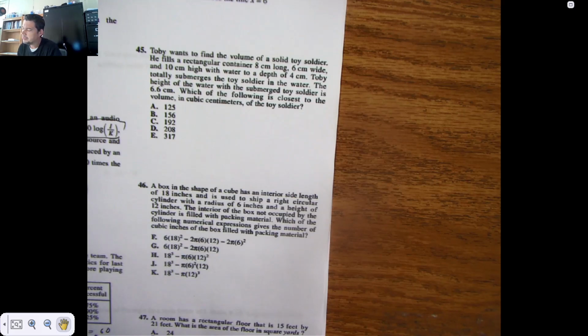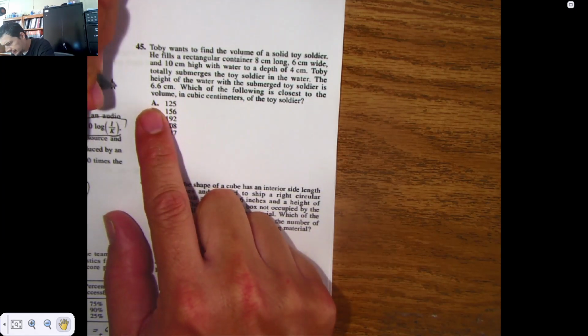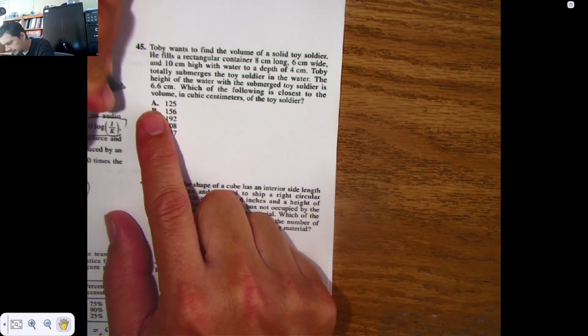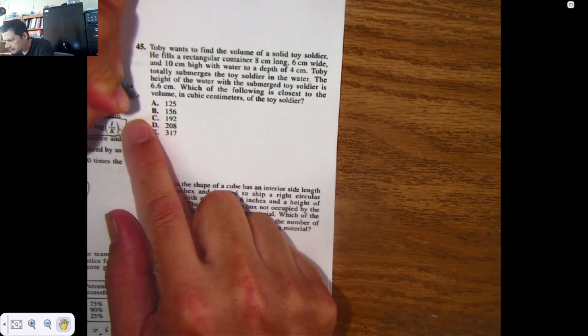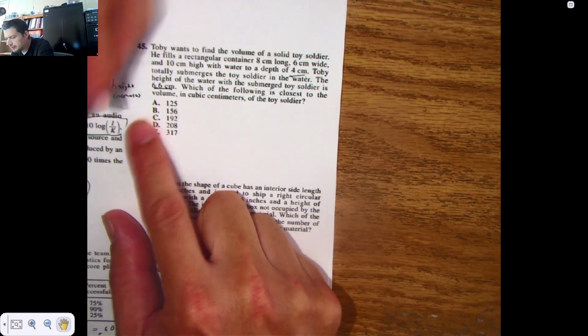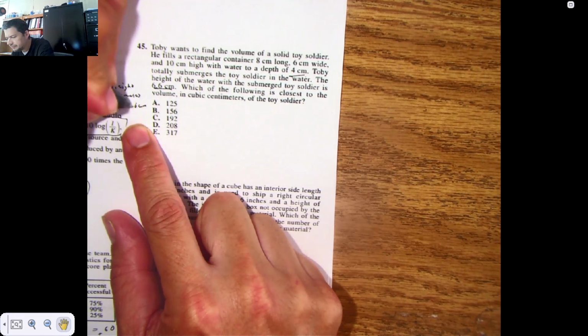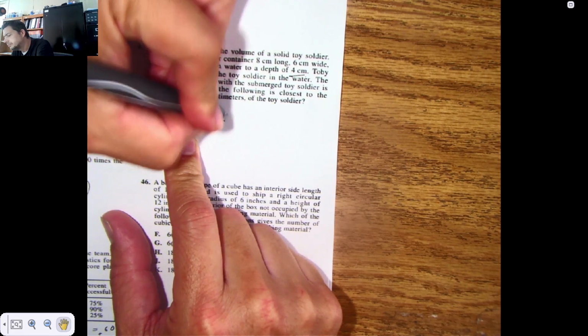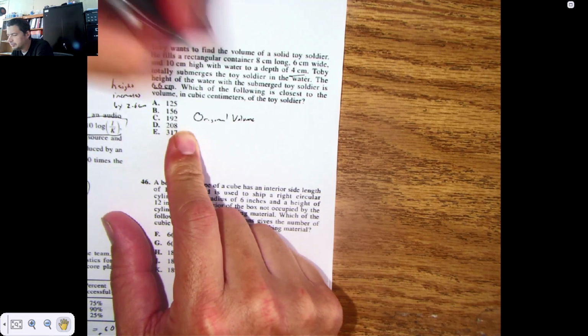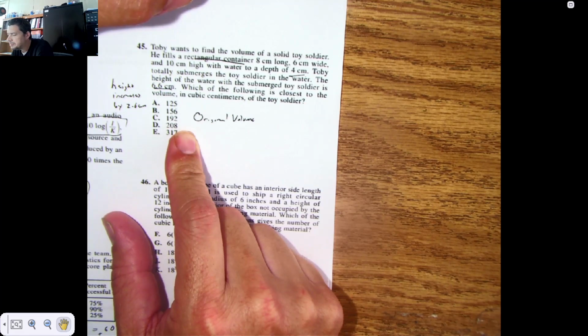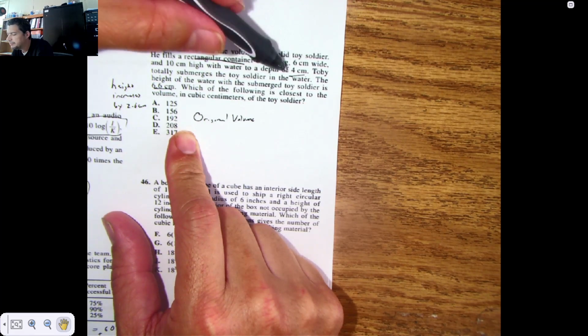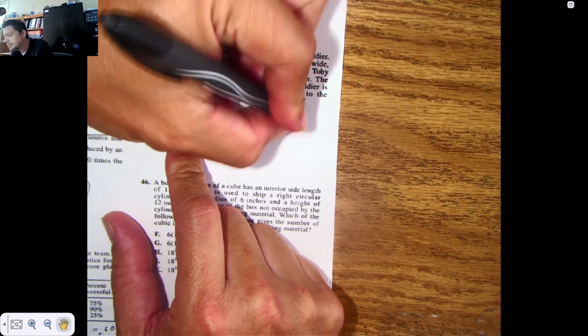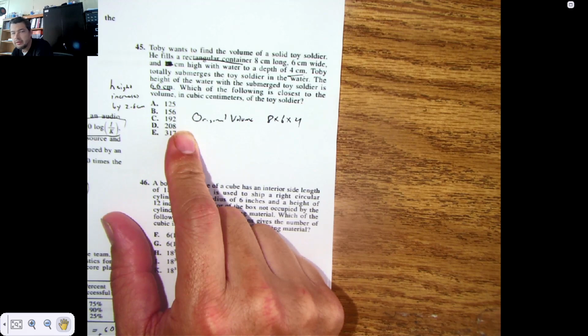Toby totally submerges the toy soldier in water. The height of the water with a submerged toy soldier is 6.6 centimeters. So the height has a difference. The height increases by 2.6 centimeters. All right, so let's find the original volume. It's a rectangular container. The original volume is going to be 8 times 6 times 4. Notice I'm not using this 10. That's the original volume of water.